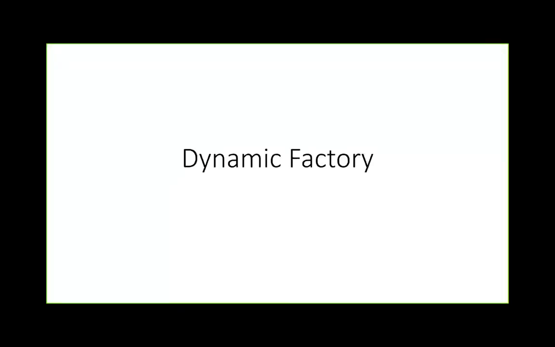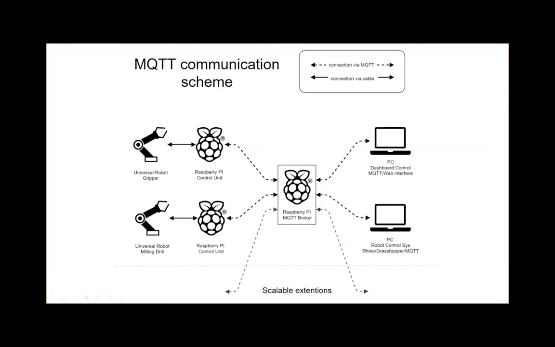So my name is Anatoly Kotov, and I'm a research assistant at the Brandenburg University of Technology. I'm also writing my PhD here. And this workshop was called the Dynamic Factory. Our workshop consisted of two main parts, the conceptual and the practical part. The first part was the conceptual.